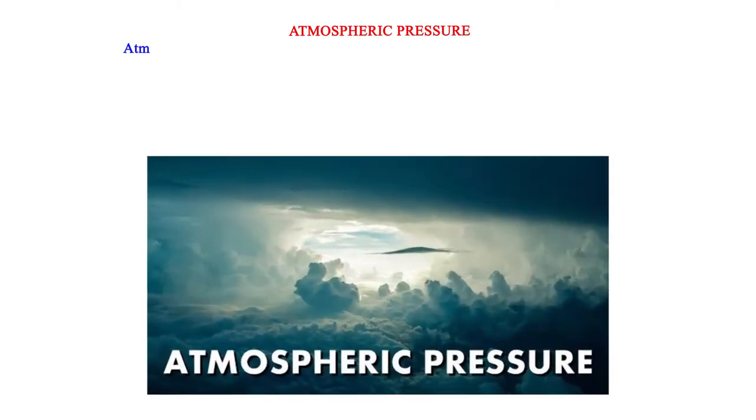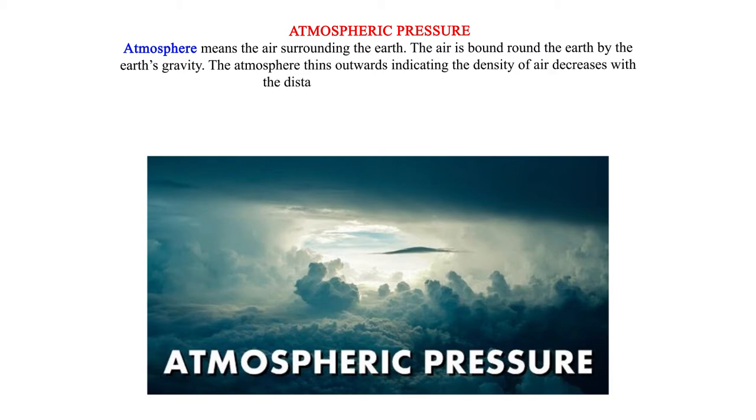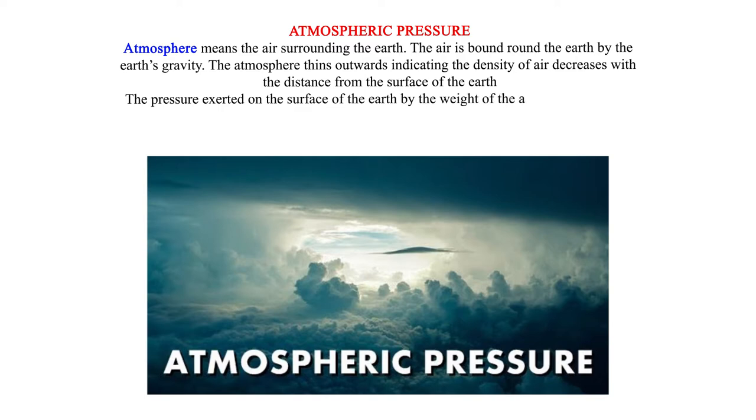Atmospheric pressure. Atmosphere means the air surrounding the Earth. The air is bound round the Earth by the Earth's gravity. The atmosphere thins outwards, indicating the density of air decreases with the distance from the surface of the Earth. The pressure exerted on the surface of the Earth by the weight of the air column is called air pressure.